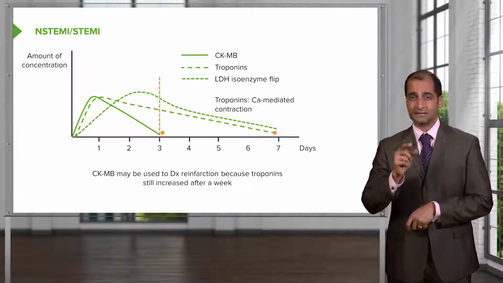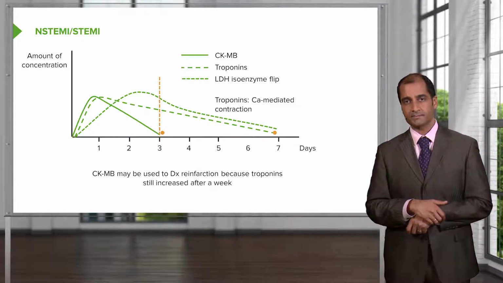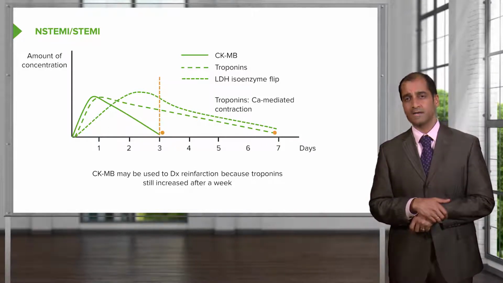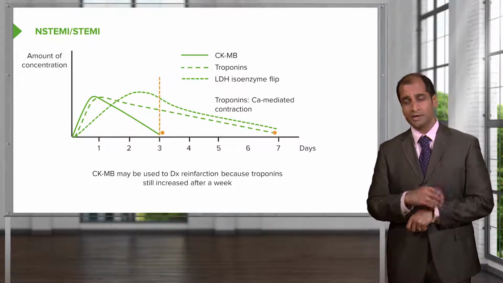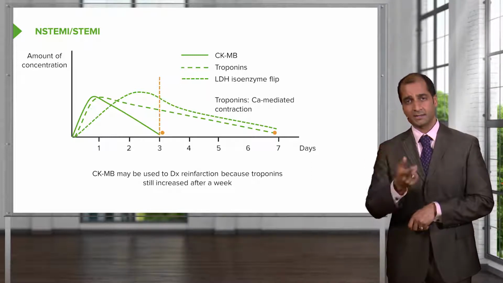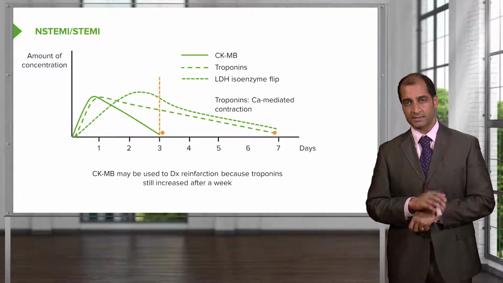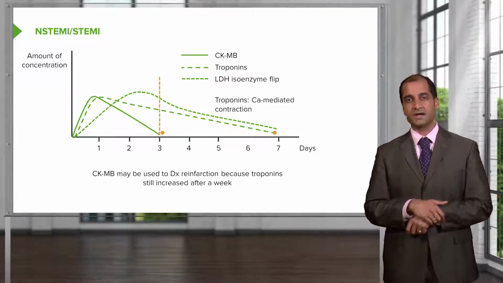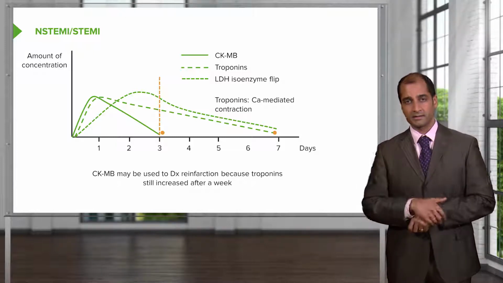Now, if you did find a CK-MB to be elevated beyond 3 days, then what do you know about your patient? Had a re-infarct. Now, there is something called an LDH isozyme flip, in which the normal LDH type 2 is then replaced by LDH type 1. Just know that it exists. But your gold standard would be troponin. Understand the significance of your CK-MB rising above or beyond day 3.